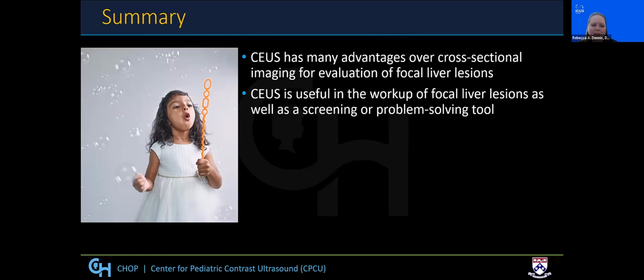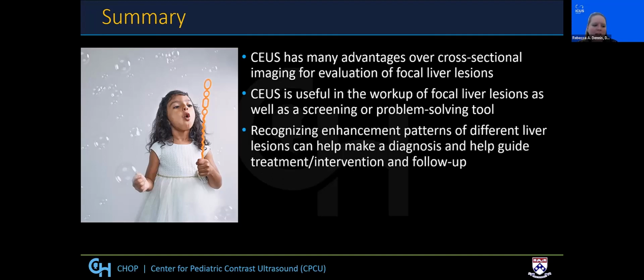So in summary, contrast-enhanced ultrasound has many advantages over cross-sectional imaging for evaluation of liver lesions. It's helpful in the workup, as well as screening or as a problem-solving tool. And recognizing the enhancement pattern of these different lesions is really helpful and can help make a diagnosis, and also just really help guide treatment, intervention, and also follow-up.